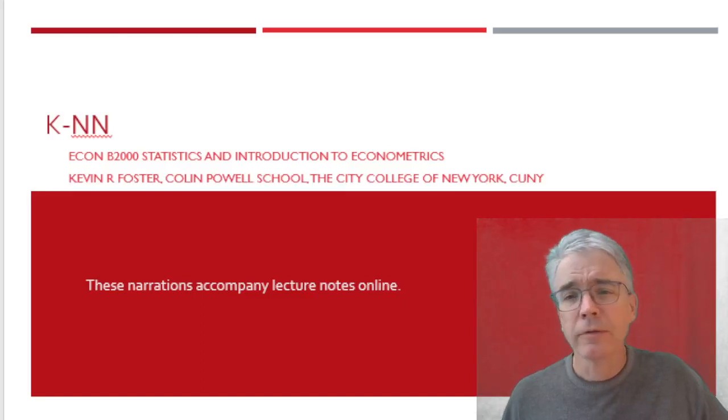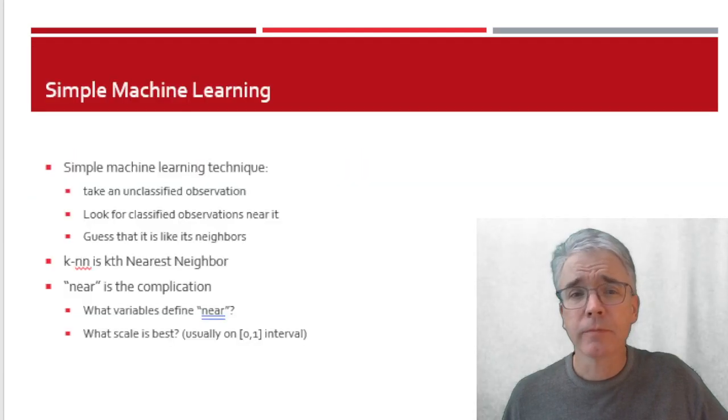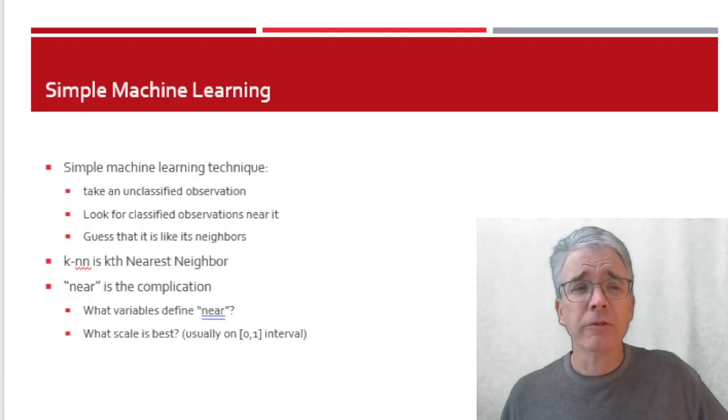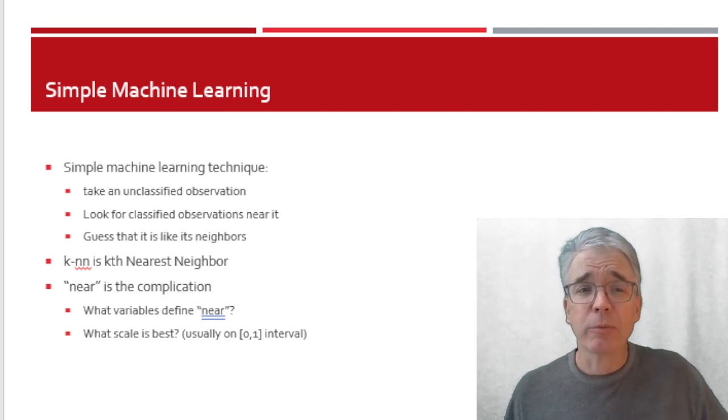We're going to talk about this simple machine learning technique, KNN classification. We have some observations that we've already classified, and the goal is to take an unclassified observation, something we don't know, and predict what classification would be best for that. It's a simple idea and an extremely simple procedure.